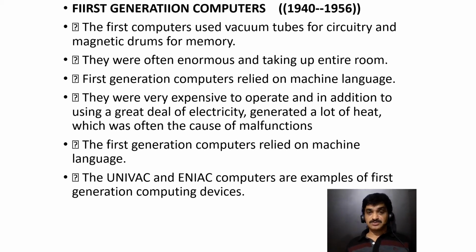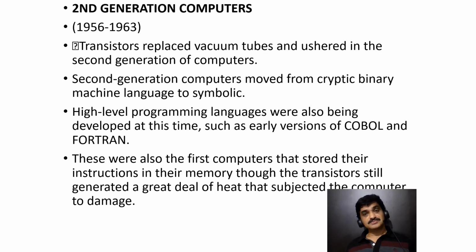They were very expensive to operate, and in addition to using a great deal of electricity, they generated a lot of heat, which often caused them to malfunction. This is a drawback of these computers: size and the generation of heat because of continuous usage, and they consumed more electricity. The first generation computers relied on machine language, that is, the binary system which can only be understood by computers. The UNIVAC and ENIAC computers are the best examples of this generation.